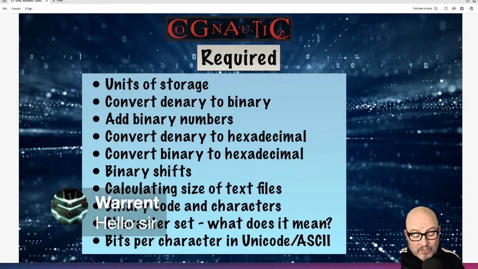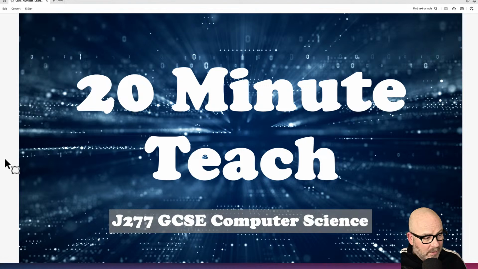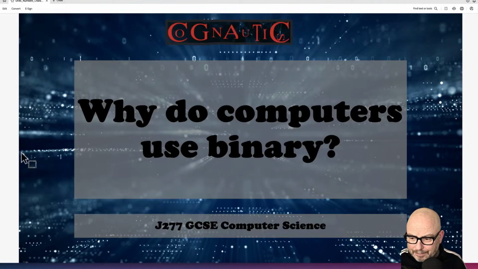Calculating size of text files, which is a piece of cake, and actually very logical when you think about it. And I reckon they might put that in the exam this time. They didn't do anything in the last exam on that. Binary code and characters, character sets, and then Unicode and ASCII. So it is quite a lot to cover, but actually, given that most of your maths is pretty good, I think it'll be fine, because the binary and hex stuff doesn't require much maths at all. So 20 minutes teaching, I think, is a bit hopeful, but it's 8:06. So let's see how we go.